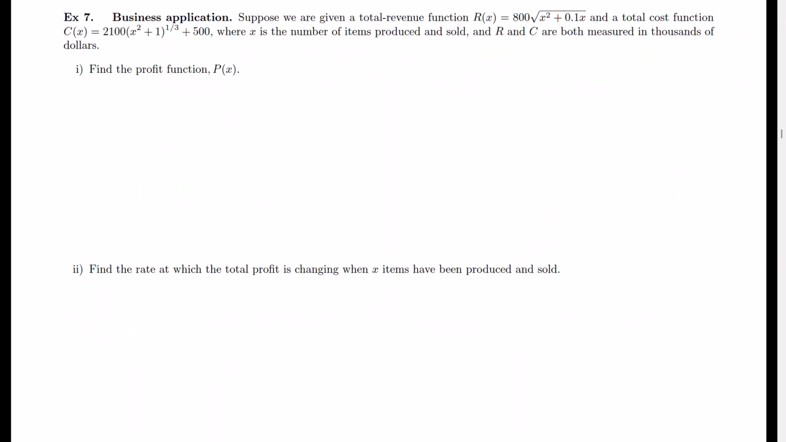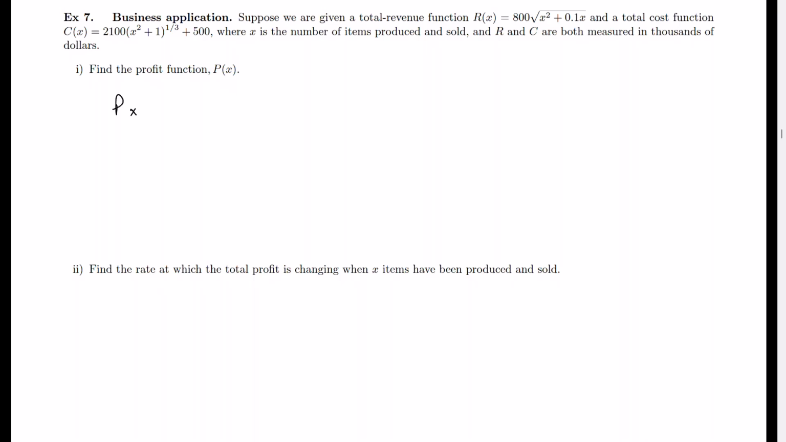The last two problems in the section are application problems, so let's go ahead and read example 7 and work on it together. This is a business application that says, suppose we are given a total revenue function called r of x, and you can read it there, and a total cost function called c of x, where x is the number of items produced and sold, and r and c are both measured in thousands of dollars. In part 1, they want me to find the profit equation, or the profit function p of x.